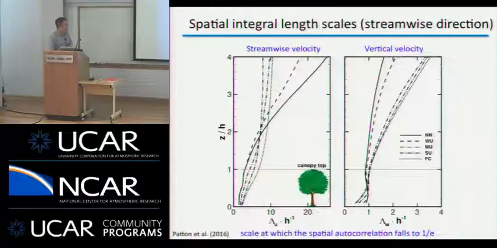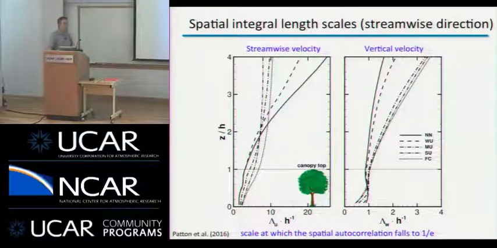So what does this mean for length scales in the flow? These are integral length scales. If you look at one single point and look at how a fluctuation in the wind field is correlated with fluctuations at distances away from you, you're getting the integral scale of the turbulence. You can see the stability effect: the near neutral case is here in solid versus free convection in the dashed. At canopy top, the integral scales are on the order of two or three times the height of the trees. That's what we're looking at here for streamwise velocity, but for vertical velocity, they're quite constant with height.